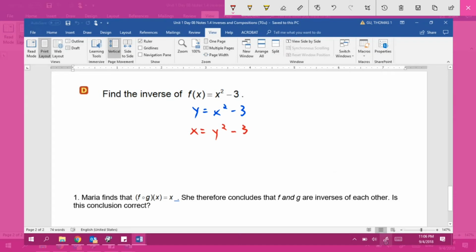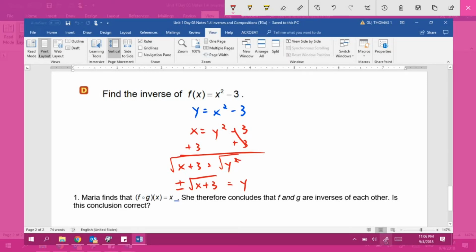And now let's solve for y squared. So we're going to add 3 to both sides. Boom, boom. That's x plus 3 equals y squared. And then we're going to take the square root of both sides to cancel out the squared. Boom. That's gone. And remember, when you take the square root, guys, your answer is not only going to be positive, but it is going to be negative as well. So it's going to be plus or minus square root of x plus 3. And that equals y.